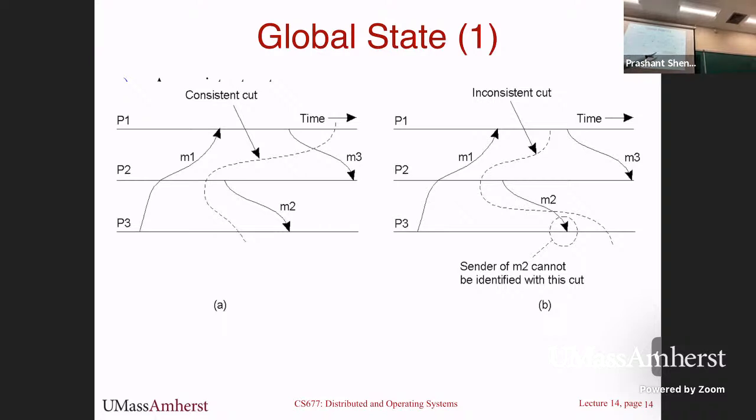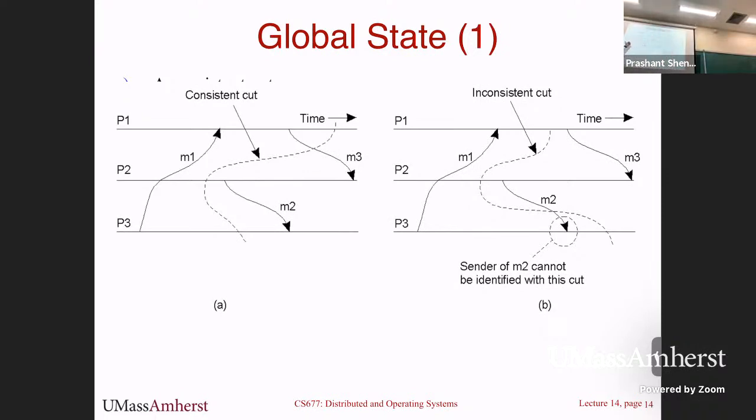Everything after the dotted line is something that has not happened. If you restore, this process will start executing here, that process starts executing there, that other process starts executing there. That's what we mean by restoring. So you want a case where messages in transit are actually captured by the cut and not lost.